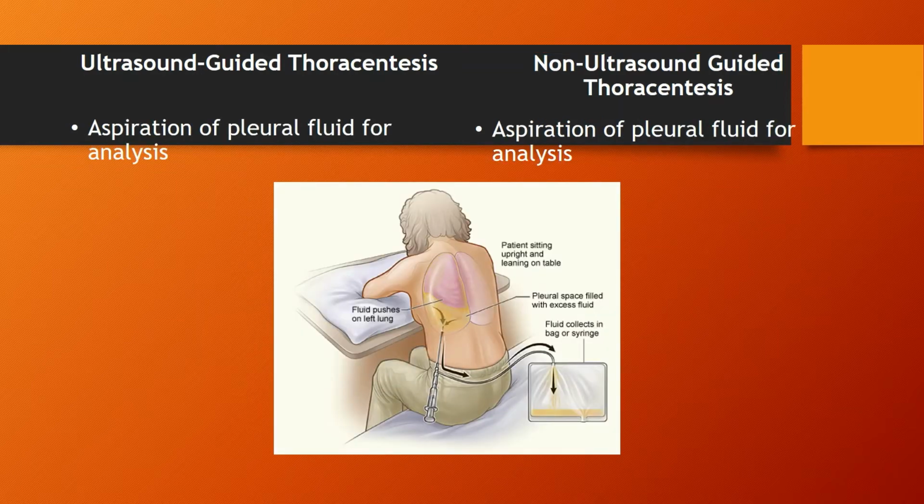Both are indicated for the aspiration of pleural fluid for analysis. In the name itself, this is to analyze the pleural fluid. Examples are to know the pH level, the gram stain, and to culture it to know if there is any infection present.